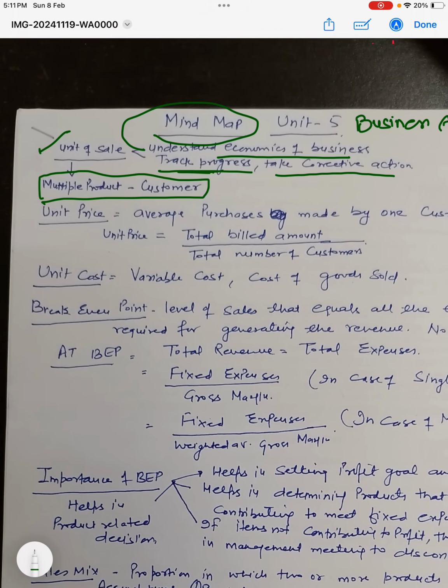Done. So what is the unit of sale? The yardstick to measure the quantity is called unit of sale. There are two uses of unit of sale. It helps in measuring the economics of the business. It helps in tracking the progress and helps in taking corrective action.